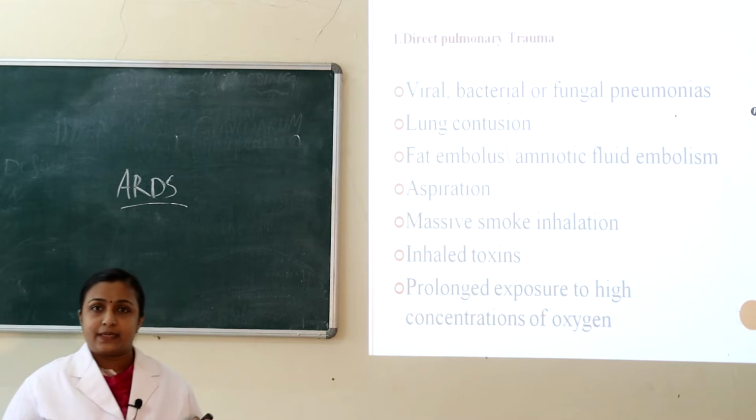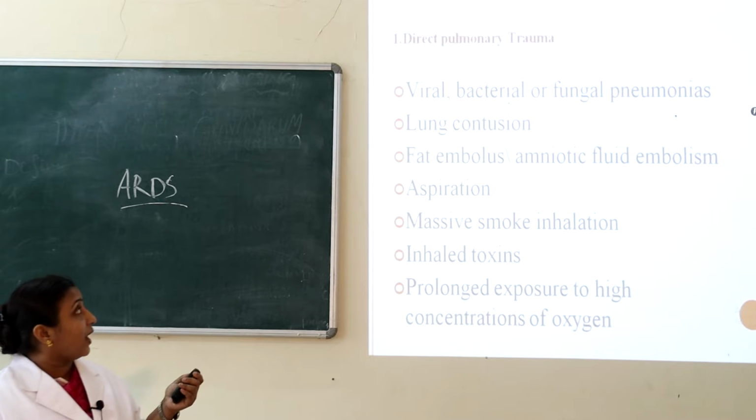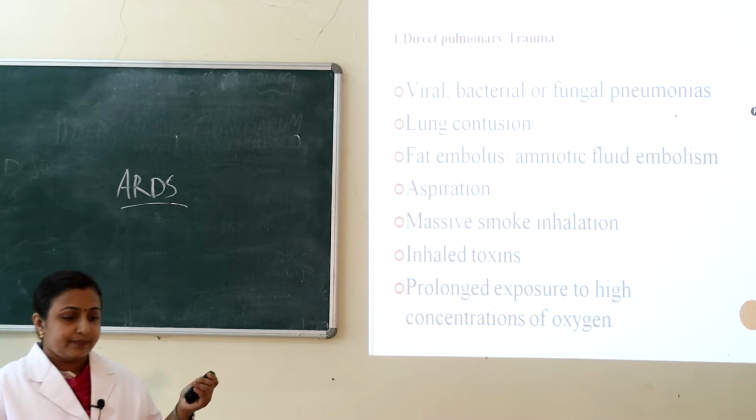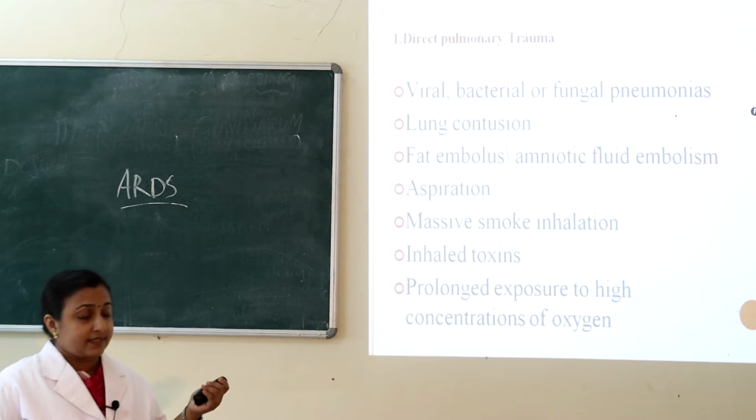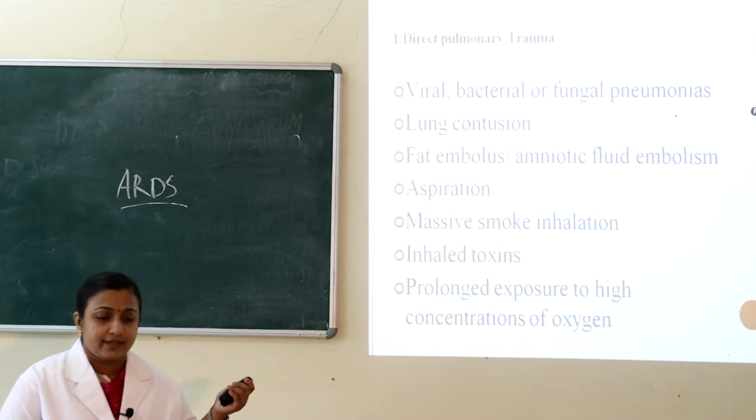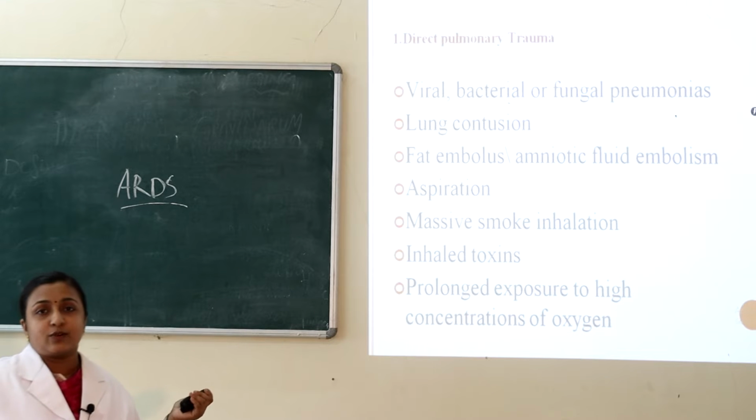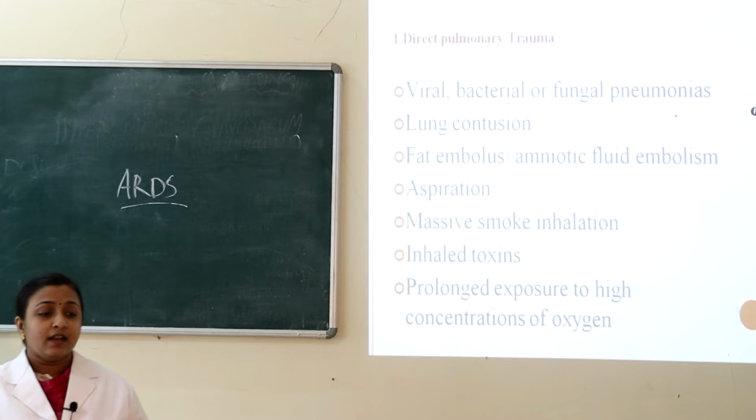The first one is direct pulmonary trauma. How does direct pulmonary trauma occur? That is because of some diseases, that is viral, bacterial or fungal pneumonias, then lung contusions, then fat embolus or amniotic fluid embolism, then aspiration, then massive smoke inhalation, then inhaled toxins, and prolonged exposure to a high concentration of oxygen. These are all conditions which lead to direct trauma to the lungs.